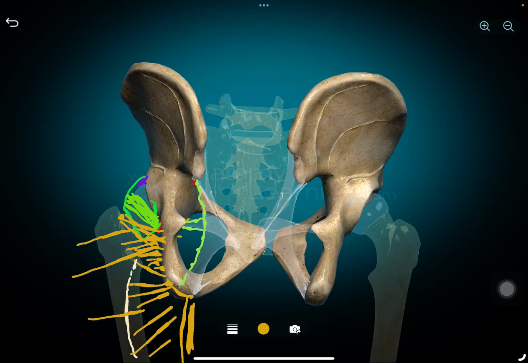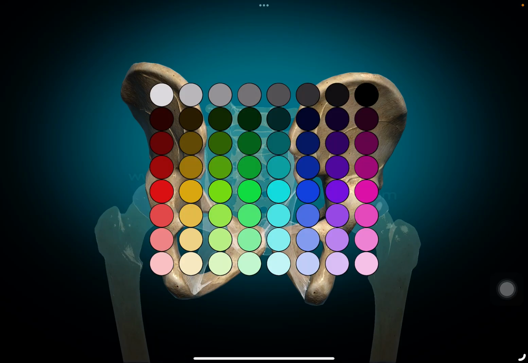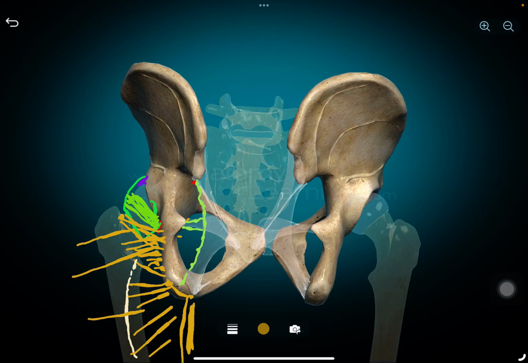Then we take out the piriformis arising from the anterior surface of the sacrum, coming out like this and getting inserted into the tip of the trochanter. Structures above the piriformis are the superior gluteal artery, vein and nerve. Below are the inferior gluteal artery, vein and nerve, three nerves and pin structures. The three nerves are the sciatic, the posterior cutaneous nerve of thigh, and the nerve to quadratus femoris.